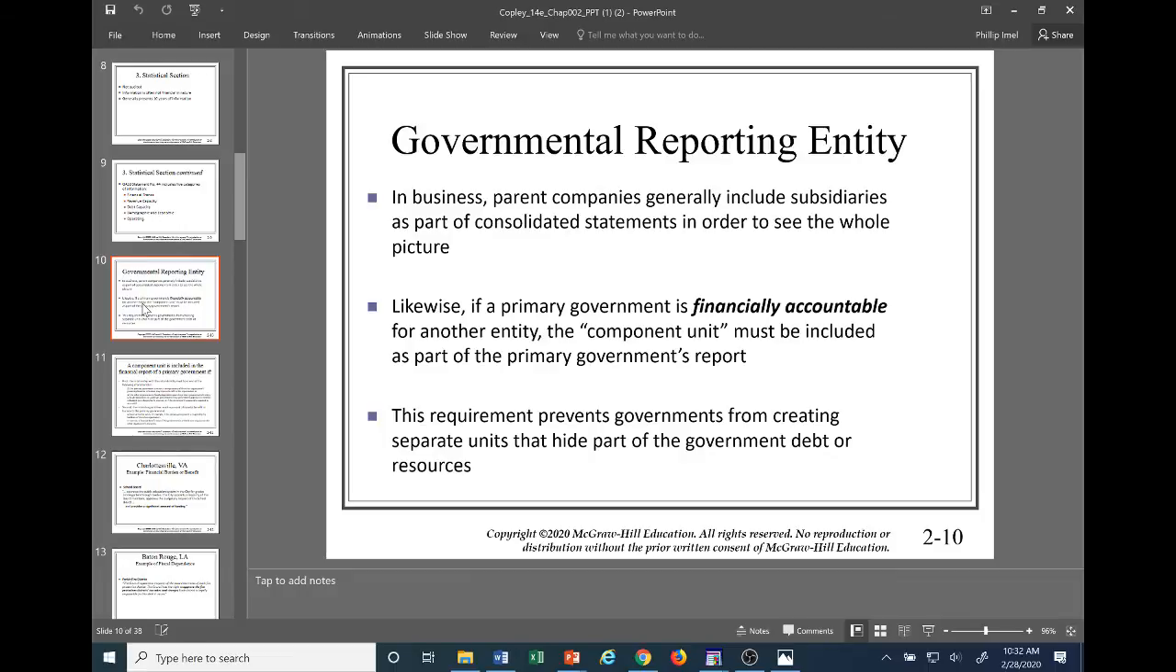Say a library was completely owned and the government controlled every aspect of it, then they could probably just blend that library into one of their governmental funds. So that's what it means. The main thing is, if they have control over it, they need to make it a part of the report. Same as consolidated financial statements, they have to consolidate the subsidiary.